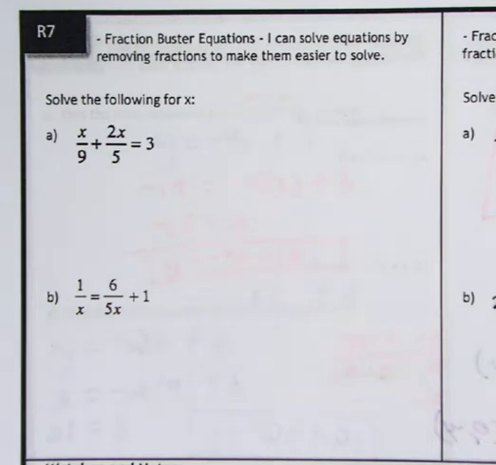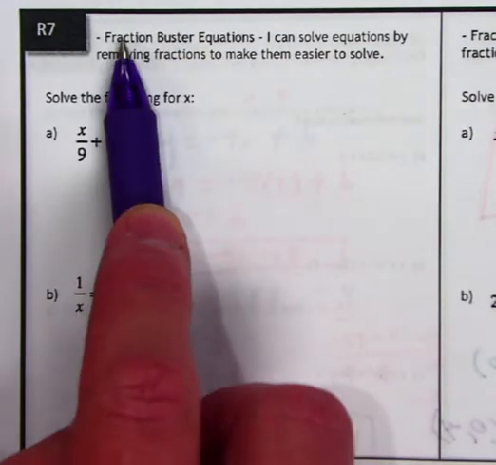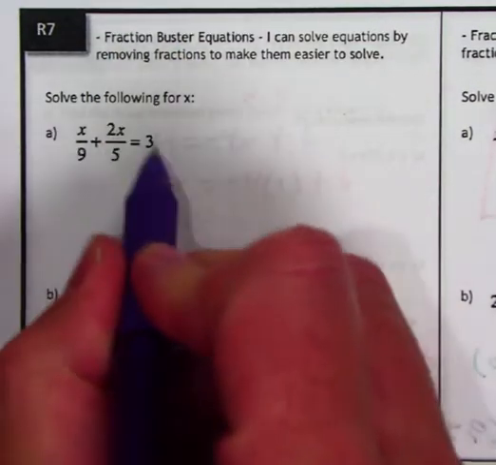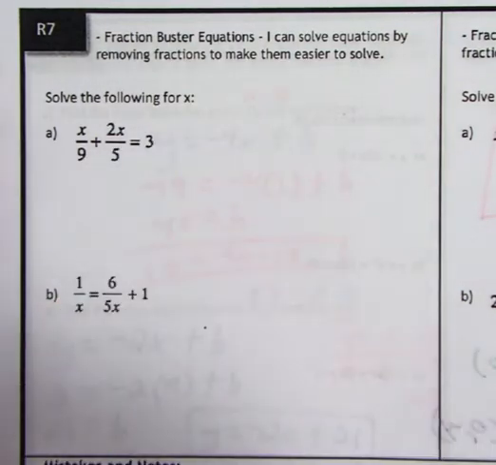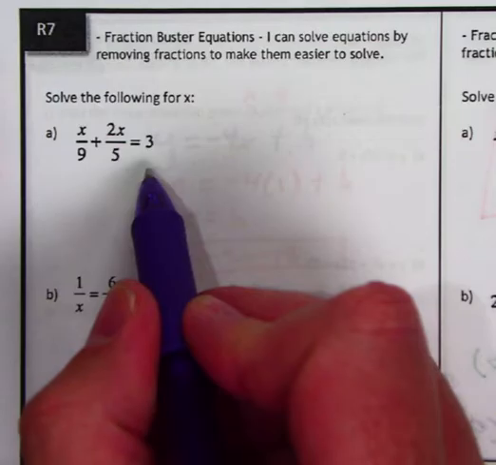R7 fraction buster equations. Essentially, you want to bust the fraction. That's where this name comes from, is we're trying to be a buster of fractions. Because if you look, this has a lot of fractions in it with pluses and minuses and stuff. And so then what you're trying to do is get a common denominator. That's the key to this.